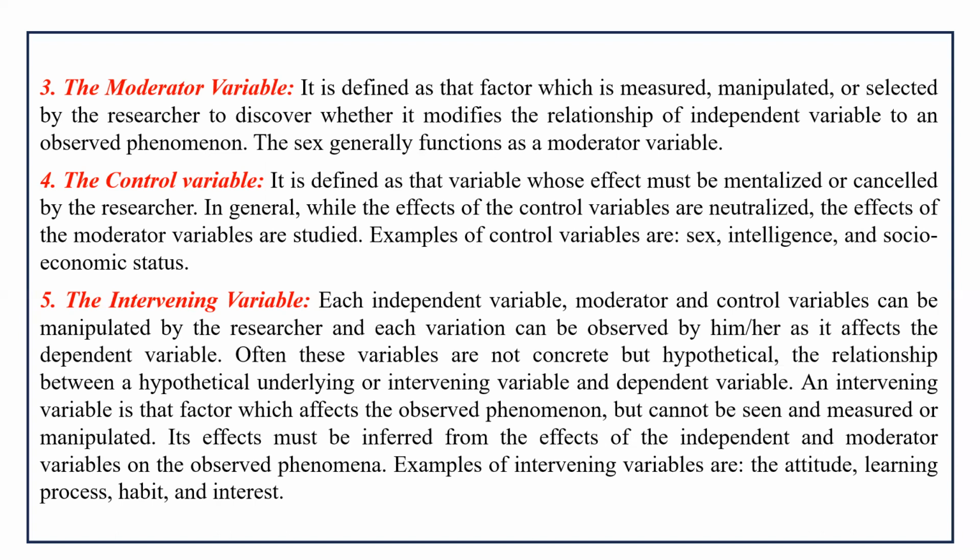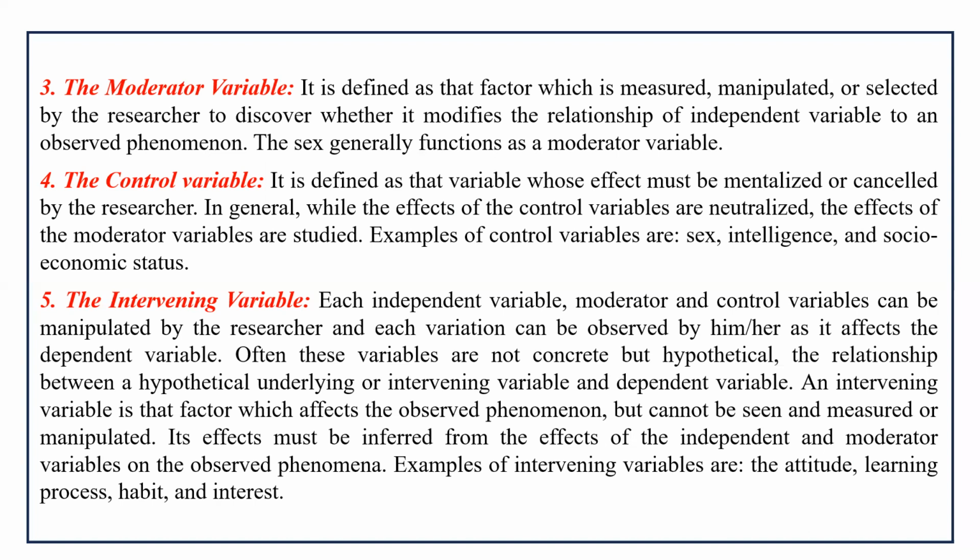Then the control variable. It is defined as the variable whose effect must be neutralized or cancelled by the researcher. What does it mean? To control variables directly, all you need to do is hold them constant throughout a research or whatever experiment you are doing. To control them indirectly, you can use methods like statistical control.